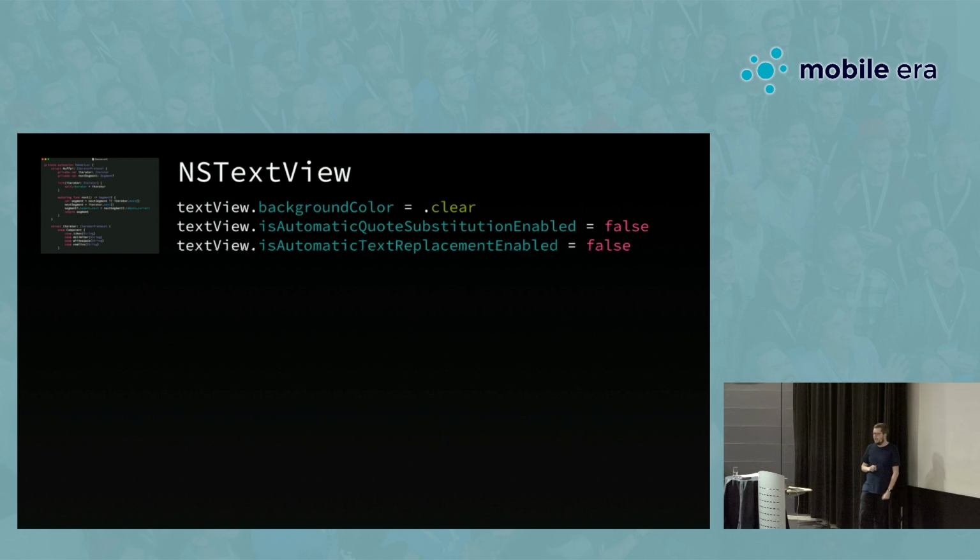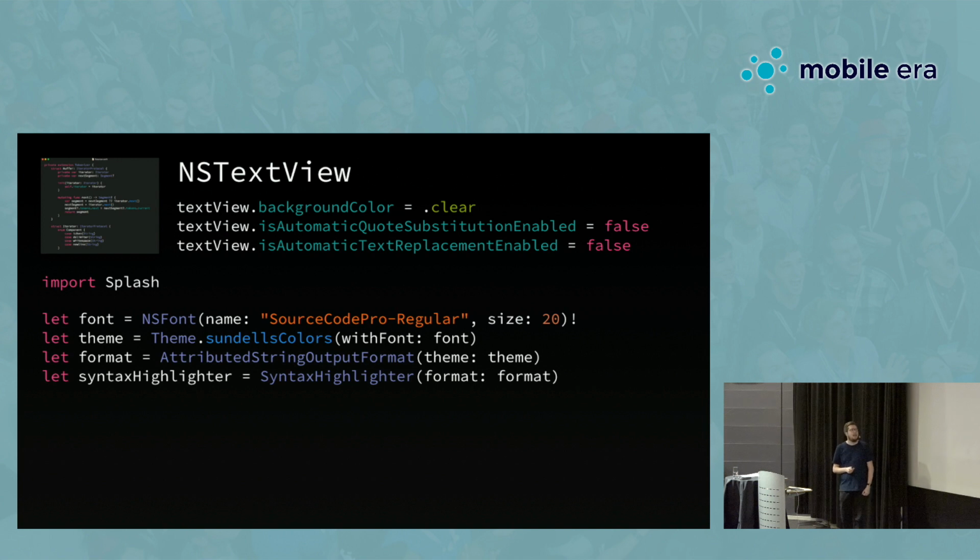Then we want to do syntax highlighting. For this, there's a bunch of different open source libraries that we can use. I actually wrote one called Splash, where the only thing we need to do to get syntax highlighting is to import one of these frameworks and configure it, like what font we want to use, what theme we want to use, and what kind of syntax highlighter we want to use.